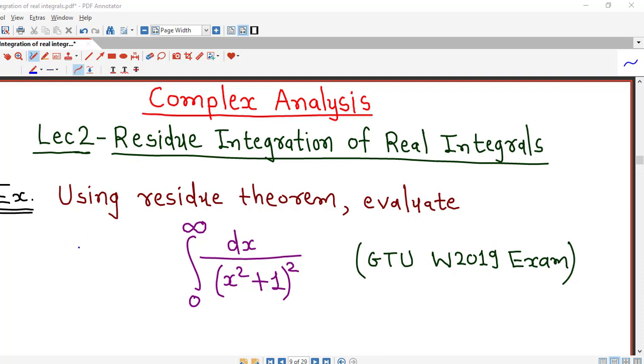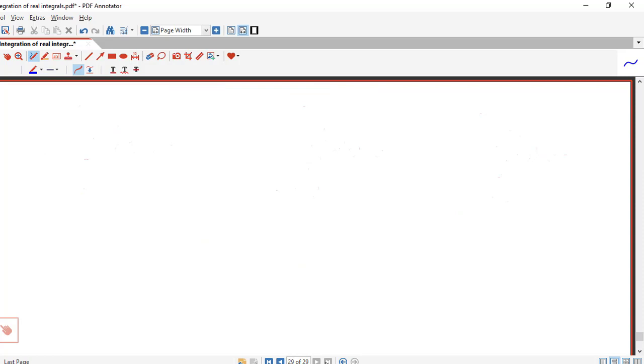In the previous lecture, we discussed the method of evaluating improper integrals using the residue theorem. So today we are going to discuss one example on evaluation of improper integrals using the residue theorem. Before going to this example, we will just recall the steps of the method.